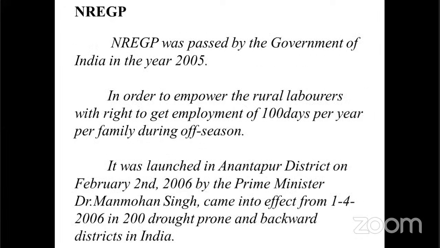Next one, NREGP. The National Rural Employment Guarantee Act was passed in 2005 and came into effect in 2006. After that, the name was changed to MGNREGA in 2009. Please remember this, it was launched by Prime Minister Dr. Manmohan Singh. It provides 100 days per year per family during the off seasons.